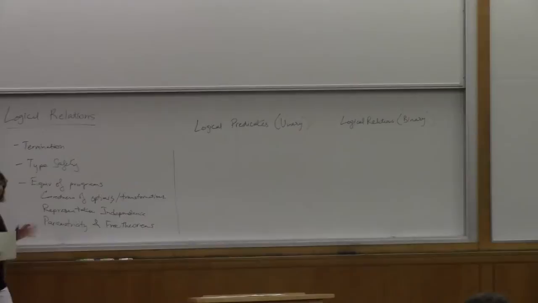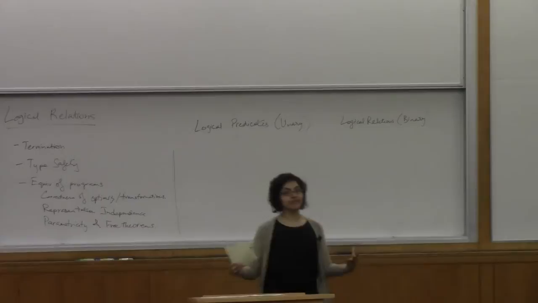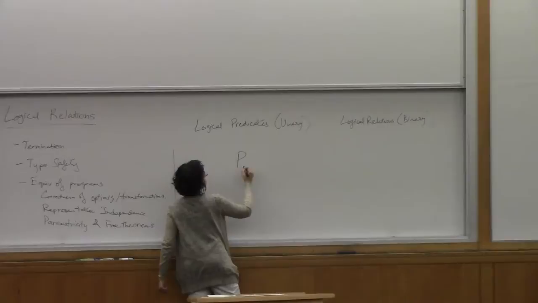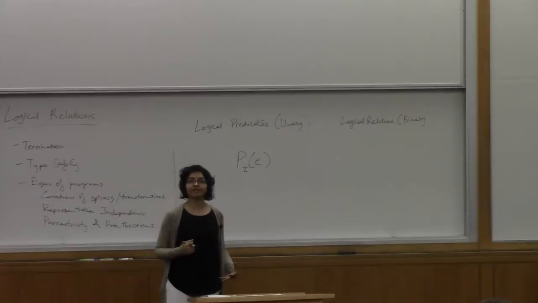Generally, we use logical predicates when we want to talk about some single program having a certain property. But we use logical relations, the binary version, when we want to talk about two programs being somehow related. Basically, here we're interested in defining some sort of a set or a predicate, which says that all expressions E of some type tau satisfy some property of interest as specified by that P. And I'll make this more concrete in a second.